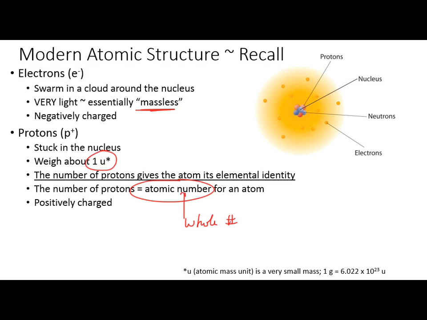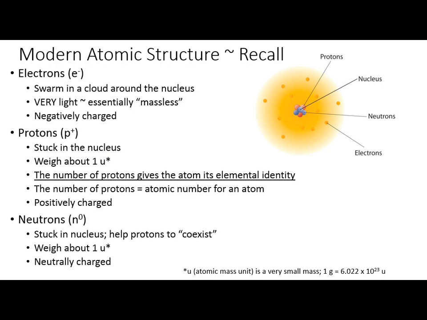So I wrote down here an equivalency statement. How small is 1 atomic mass unit? Well, if you have 1 gram of material, which is kind of light, then you have 6.022 times 10 to the 23rd atomic mass units. So it's very small. Okay. And then we talked about neutrons. We're going to be talking more about all of these today.